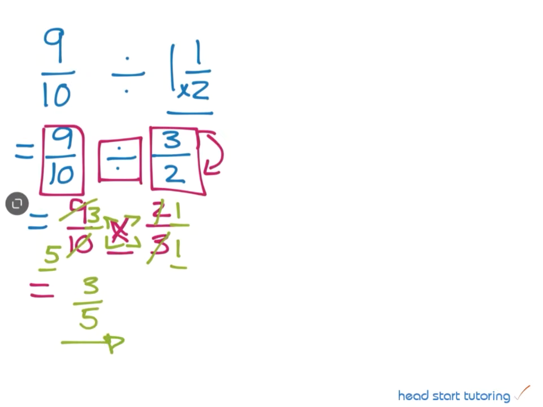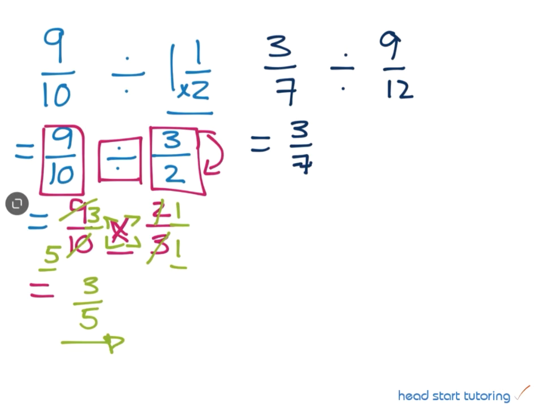Right, let's have a look at another example. 3 over 7 divided by 9 over 12. What we need to make sure of is that each of our fractions is in its simplest form. So 3 over 7 we cannot simplify any further. So 3 over 7 is fine.